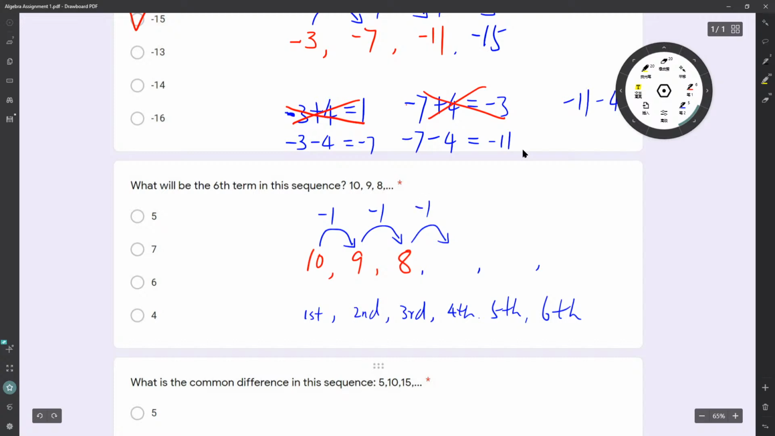It's going to be 7. Then subtract 1, it's going to be 6. And then subtract 1, it's going to be 5. So here, we are just making consecutive predictions. We are using the pattern 3 times, and then you can find out the sixth term.